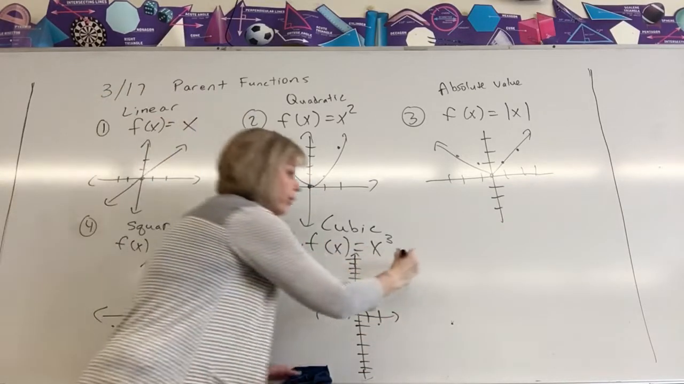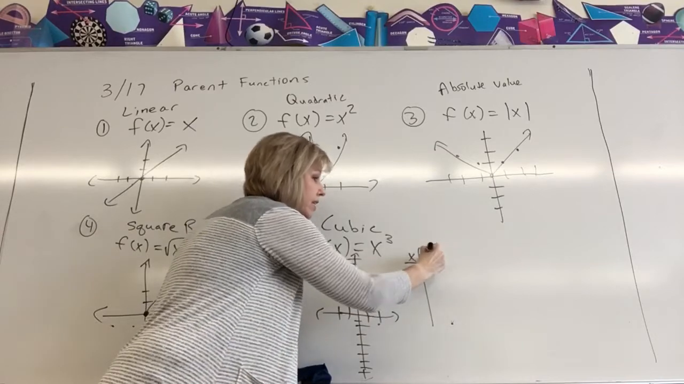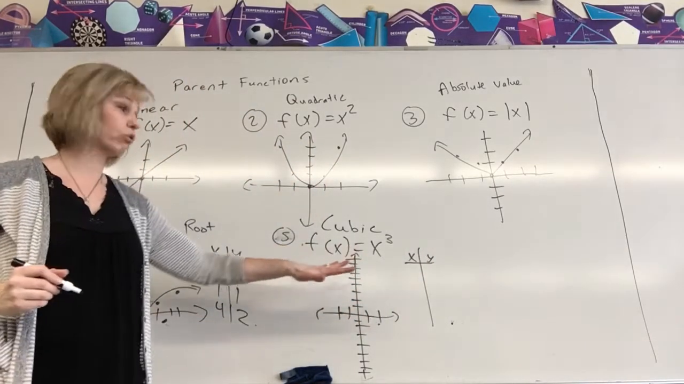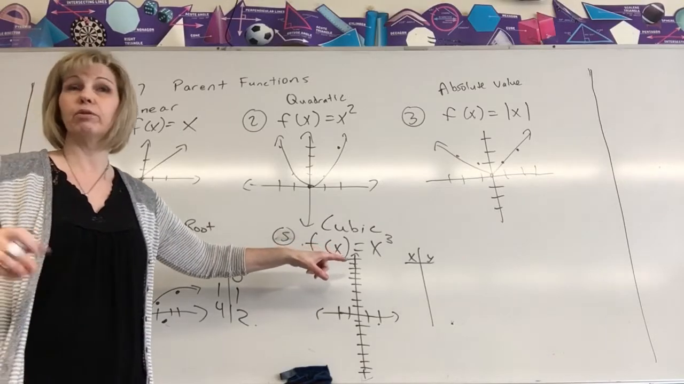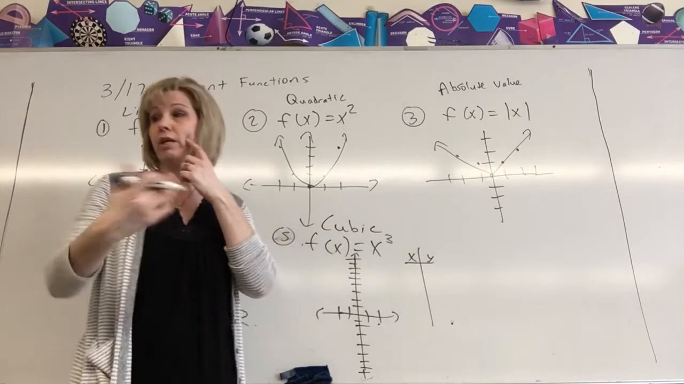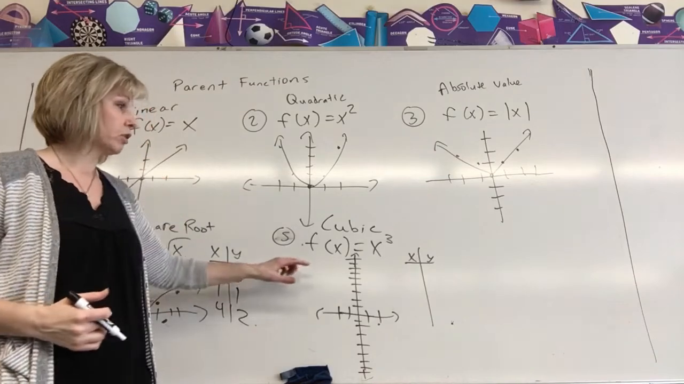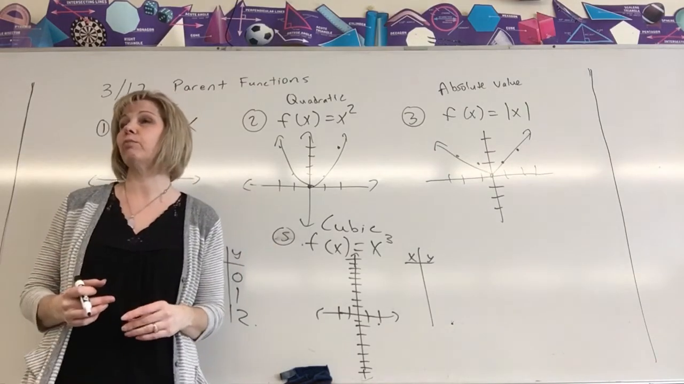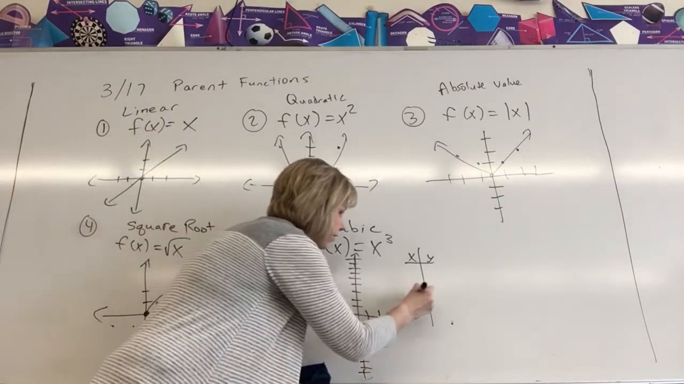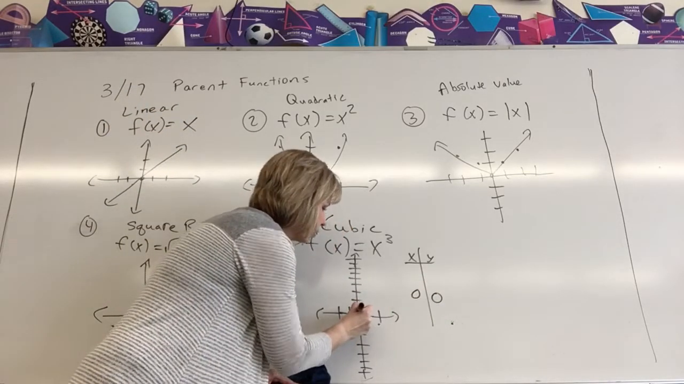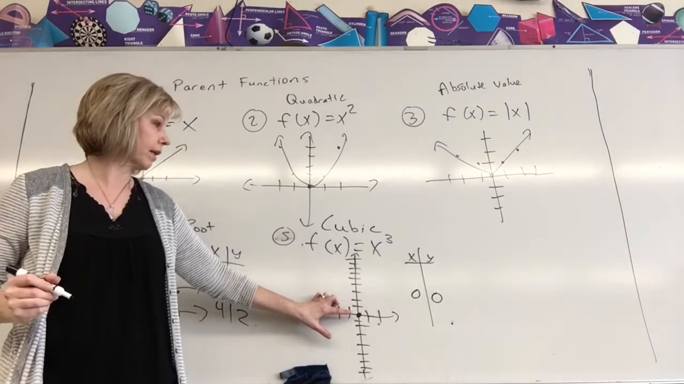Okay, again, I'm going to show an input-output table just so you see the points. And I would like you to write those input-output tables in your notes, so when you're doing these on your own, you can see the pattern. So where does this parent function x cubed start out? The origin, 0, 0. Every parent function we talked about starts at a 0.